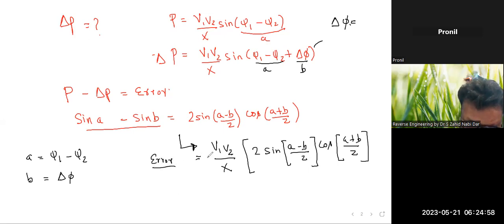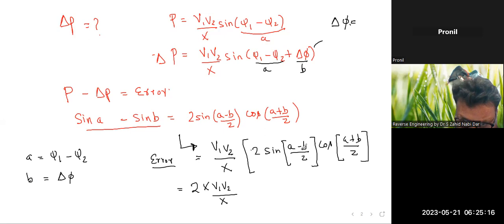Error is V1 into V2. So you just take V1 into V2 into 2 sine. The term 2 can come out, and V1 and V2 will remain as they are. The X term will remain.